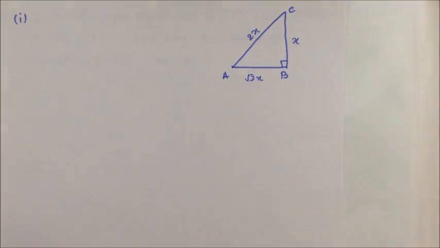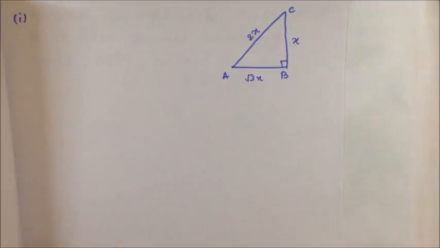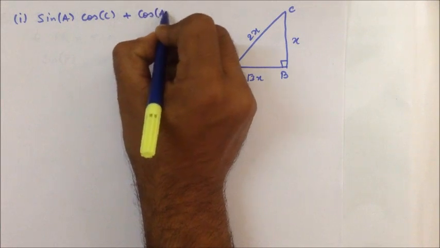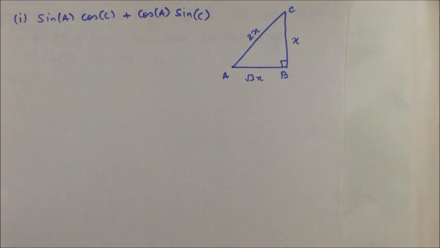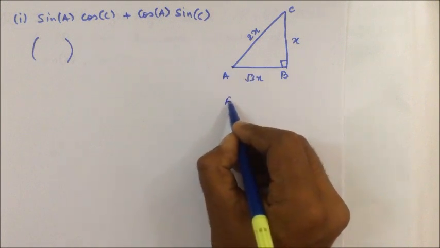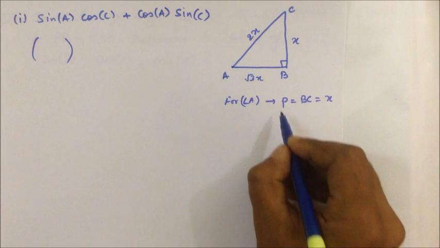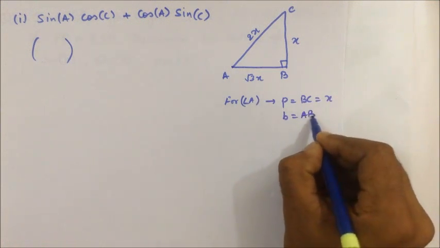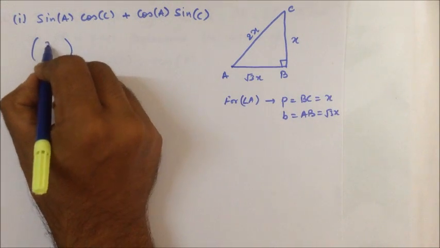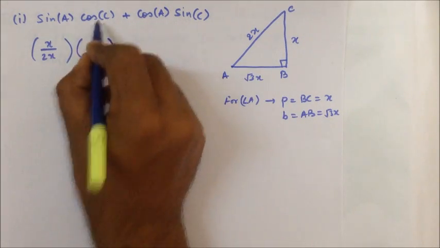Now I'll go ahead with the first expression that we needed to find out. The first expression was sine of A cos of C plus cos of A sine of C. So it is sine of A cos of C plus cos of A sine of C. I need to find out the value of this expression. So I need to first find out sine A. Now for angle A, the perpendicular would be BC, hence it is x, and the base would be AB, which is root 3x. Therefore sine A, which is perpendicular upon hypotenuse, would be x upon 2x.